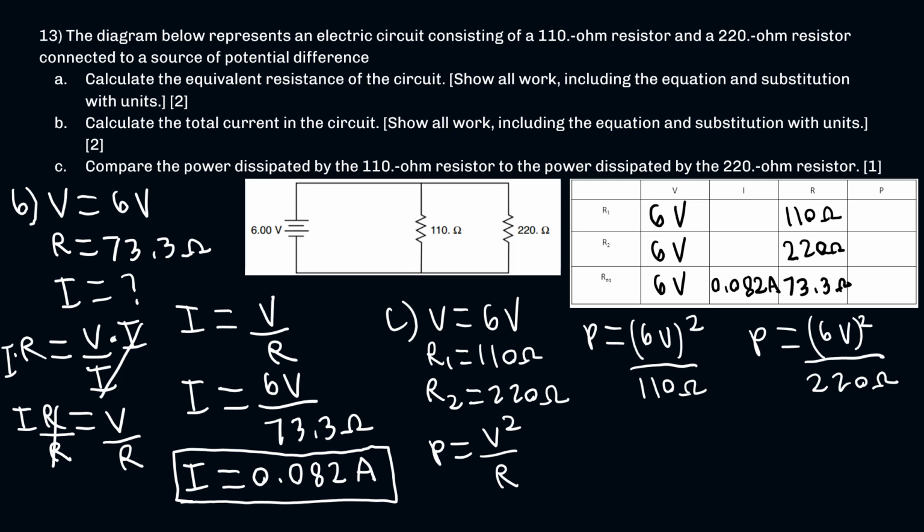So I'm going to get here that P1. Actually, this should be P2 because of how I've denoted the resistors. P1 is going to be 0.33, and the unit for that is watts, though it doesn't really matter for this situation. And then P2, plug this into the calculator again. So let's do 36 divided by 220. And I should get here that P2 is just about 0.16 watts.